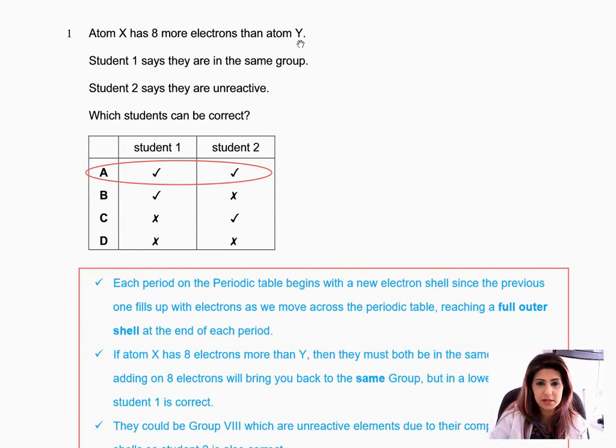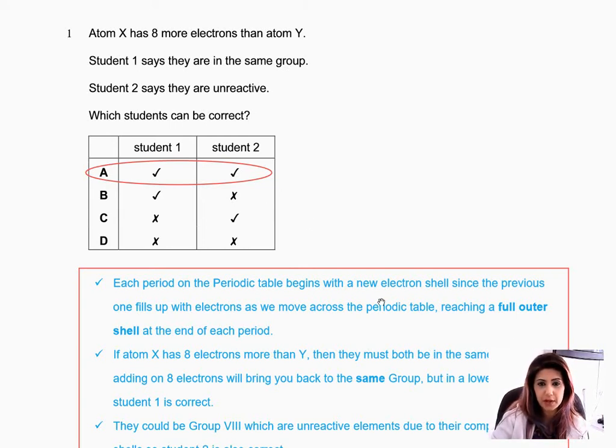Okay, so let's say atom X has more electrons and atom Y is completely filled in, so this is why they move to the next shell. In the next shell we have 8 electrons, that would be group 8 or group 0, so it will be unreactive, so student 2 is correct. And student 1 says they are in the same group. Usually when you add 8 more electrons you move on to the same group number, which gives you also 8 electrons in the last shell.